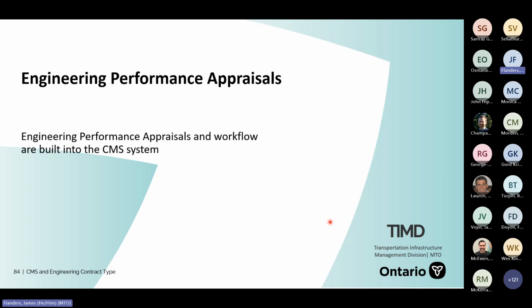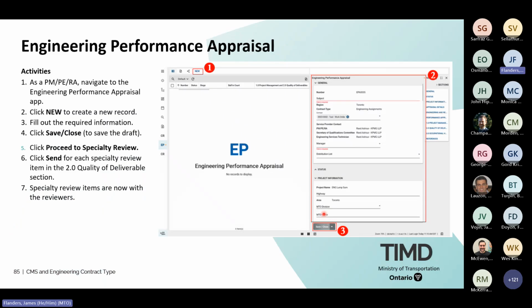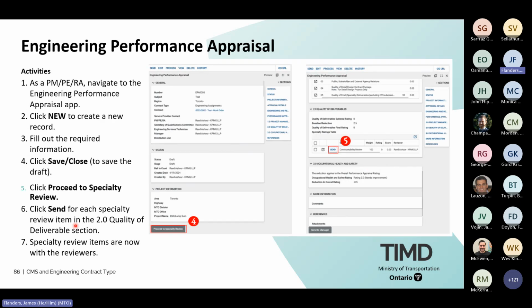But yeah, the way things are working is that we took the Excel documentation provided to us for performance appraisals and recreated it within the system. So the PMPA would start the appraisal. We always navigate to the application. We hit new, fill in some of the general information. So subject, the manager. The manager will be whoever is going to approve it. And then once you've got it all filled in, this is creating a new record, filling in the information, and then here, we can proceed to specialty review.